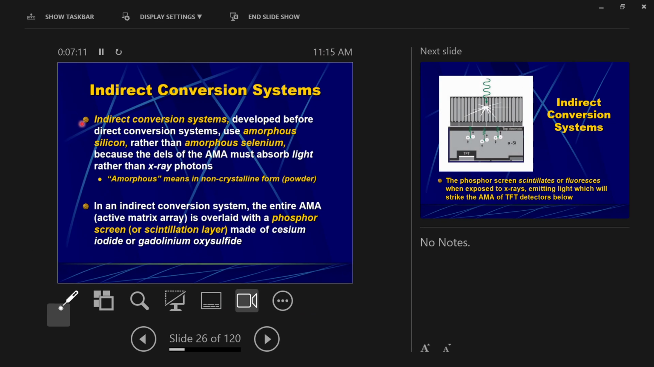Indirect conversion, developed before direct conversion, uses silicon rather than selenium. These are two different materials. Silicon generates electric charge when visible light hits it. Selenium generates electric charge when X-rays hit it.